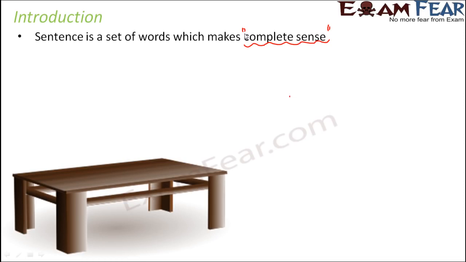For example, what do you see on the screen? You see a table, right? But if I want to tell something about this table, let's say that the table is made up of wood, or that the table has 4 legs, or anything with regards to this table, in that case the word table alone is not enough. We need more words, right?